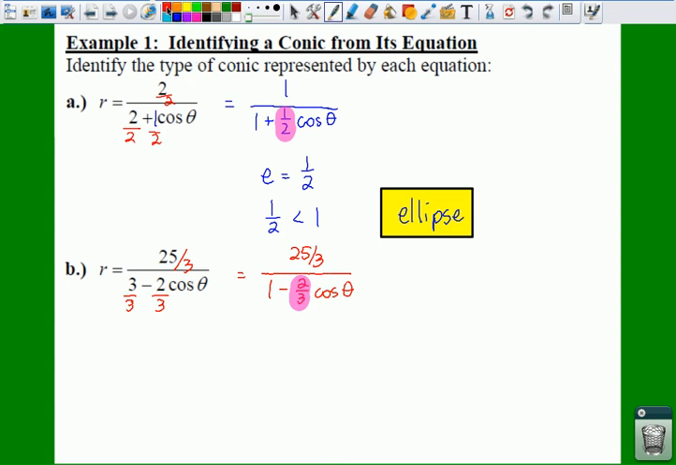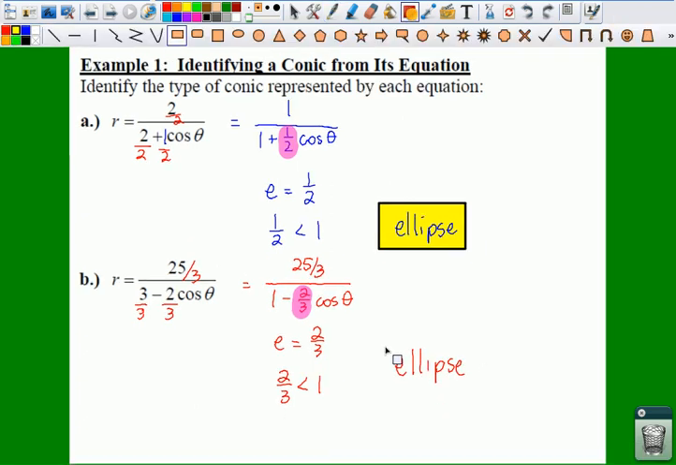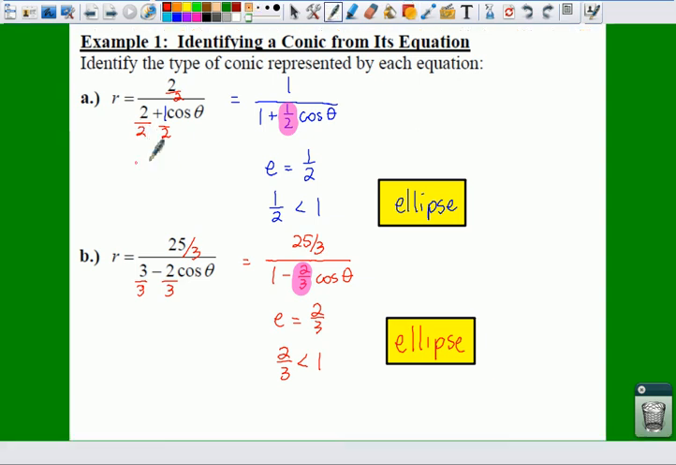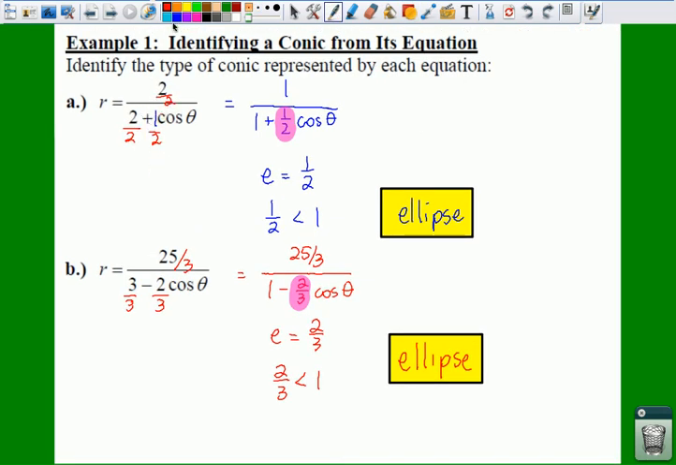So once again, wonderfully enough, e is going to be equal to 2/3. It's not a negative 2/3, it's just 2/3. So that means that 2/3 is less than 1, which gives us, once again, another ellipse. So what you have to do is make sure you get a 1 in front, down here in front of your plus or your minus. You may have to do a little division, but then you're only and always looking at this number that is in front of your cosine or your sine. If it is between 0 and 1, you have an ellipse. If it is equal to 1, you have a parabola, and if it is greater than 1, you have a hyperbola.